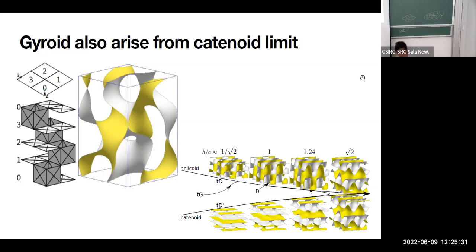You implemented this in Surface Evolver by minimizing on the quotient. Yeah, minimizing the well-known energy in the quotient. Yeah, and also this is still a conjecture that a gyroid can deform like this to a catenoid limit. I didn't prove it yet. I only proved it for rectangular lattice.